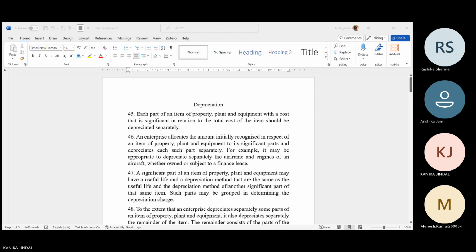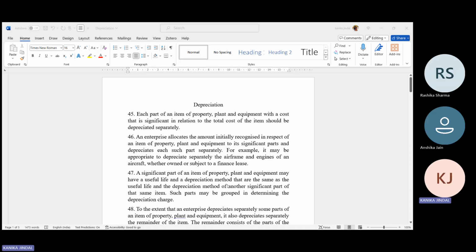Each part of an item of property, plant and equipment with a cost that is significant in relation to the cost of the item should be depreciated separately. So here they are saying every part of the asset with a cost that is significant in relation to the total cost of the item should be depreciated separately. We should charge depreciation on every part separately.